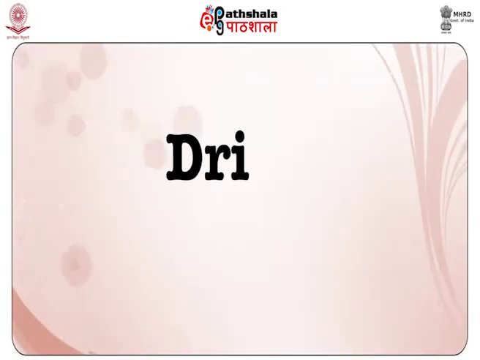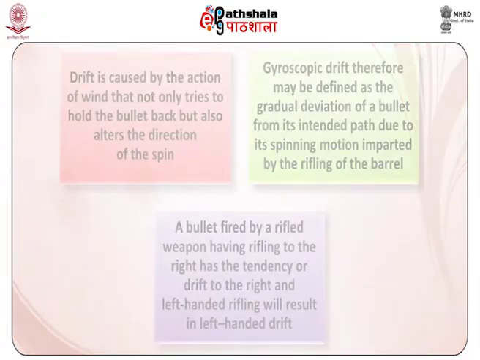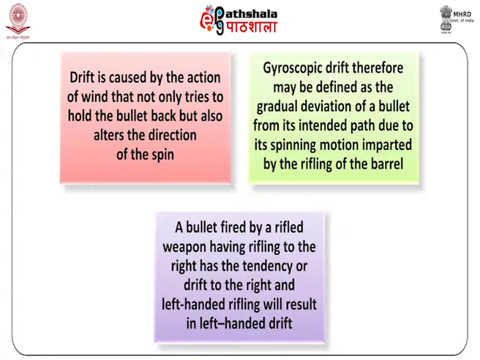Dear student, now let us discuss drift. Drift is caused by the action of wind that not only tries to hold the bullet back but alters the direction of the spin. Gyroscopic drift, therefore, may be defined as the gradual deviation of a bullet from its intended path due to its spinning motion imparted by the rifling of the barrel. A bullet fired by a rifled weapon having rifling to the right has the tendency or drift to the right, and left-handed rifling will result in left-handed drift.